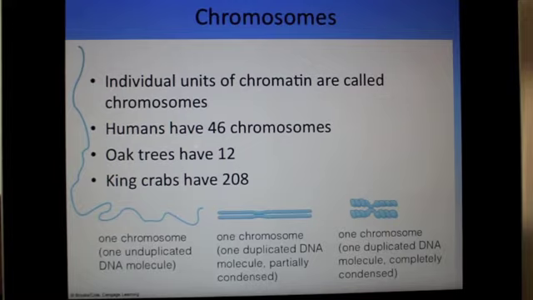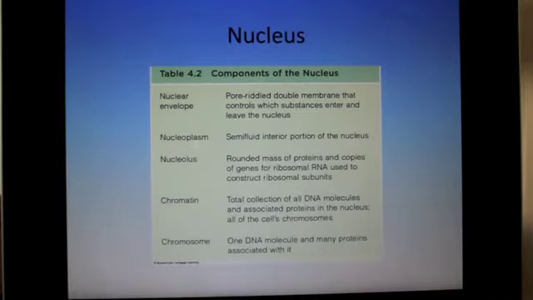So humans have 46 chromosomes. But that doesn't really mean we're complex or not. The number of chromosomes doesn't seem to have any bearing on how complicated the organism is. Oak trees only have 12 chromosomes, while king crabs have 208. I'd hate to be a king crab geneticist. Okay, to review. These are the different parts of the nucleus. Nuclear envelope, nucleoplasm, nucleolus, chromatin, and chromosome. Please use this with your studying.